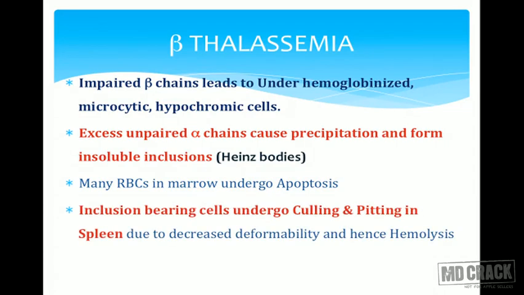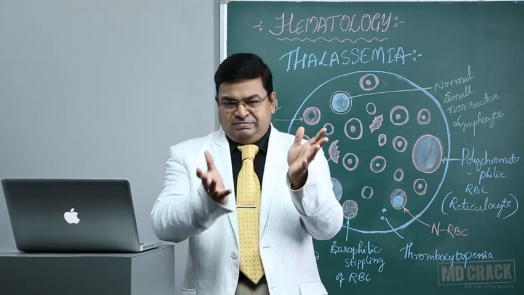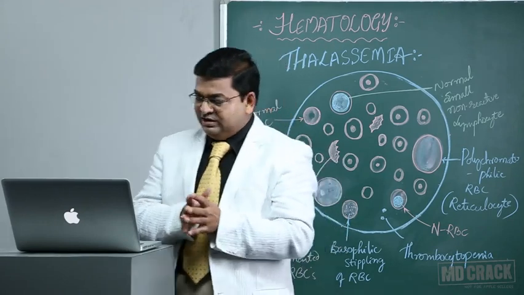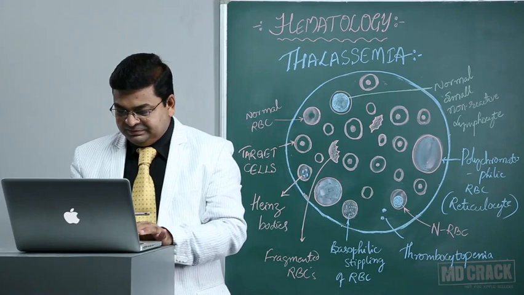In spite of that, if the RBCs escape lysis by apoptosis and come into the circulation, what will happen? These inclusion bearing RBCs will undergo culling and pitting by the spleen. The spleen will recognize the RBCs containing the inclusions. The splenic macrophages will do this particular work, and that results in hemolysis.